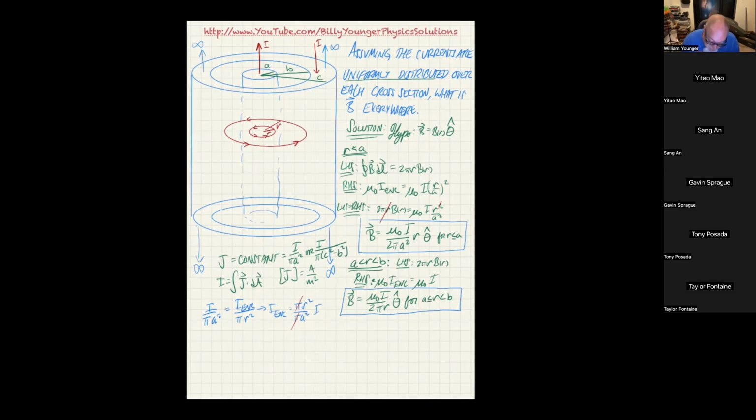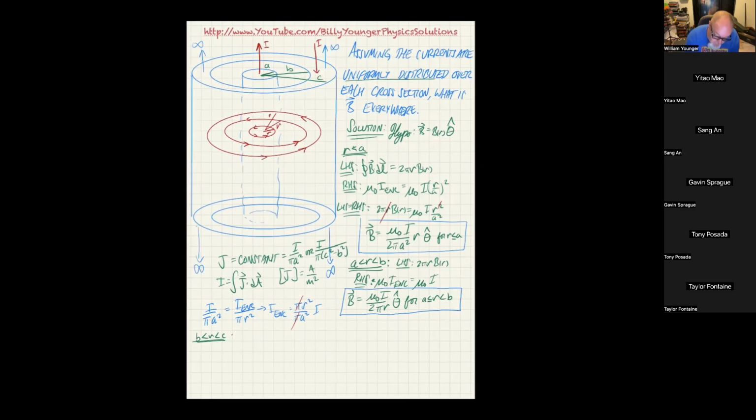Okay. Now I'm going to do b is less than r is less than c. So I've got to draw another Amperian loop, but this time the Amperian loop has to have an r that's bigger than b, but smaller than c. Again, I'm integrating in this direction. So you see that the I in the middle is positive, but the I on the outside is definitely negative. That's the key thing to pick up on here.